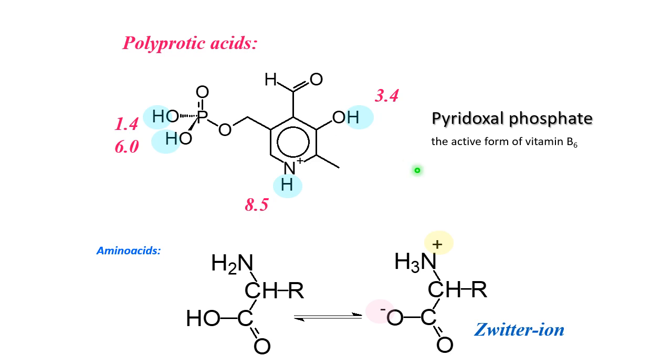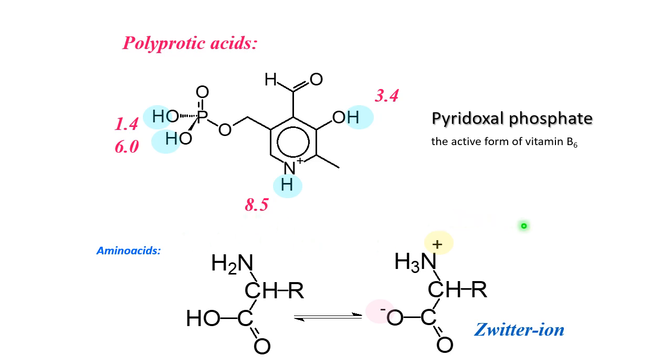A more complex example is pyridoxal phosphate, the active form of vitamin B6. It has a proton that dissociates at 1.4, first proton dissociates, then the phenolic proton at pH 3.4, and then the second phosphate proton at pH 6, and the last will be protonation of pyridine nitrogen at 8.5. So we have 1, 2, 3, 4 pKs for this compound.